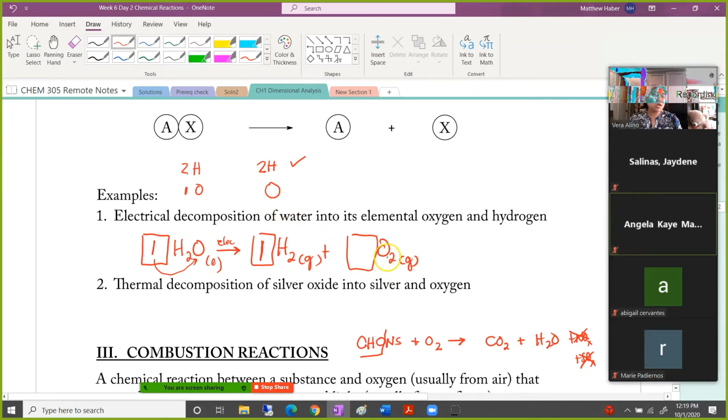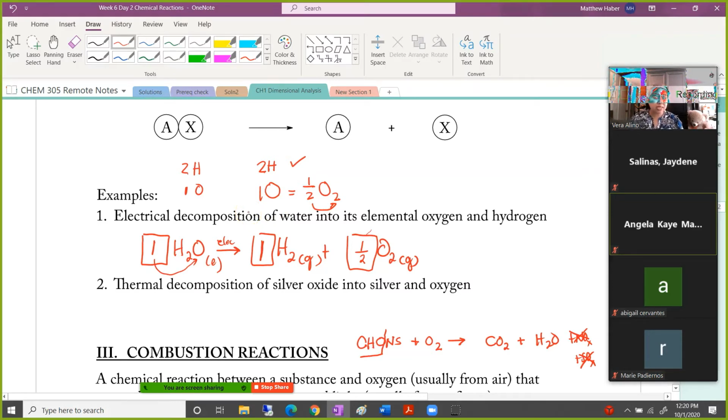Now remember, oxygen here is diatomic. It already has a subscript 2. I need to multiply it by a half, or a fraction, so that if I multiply it by 2, it will give me 1. Okay, and then just humor me here. I just put 1/2 here. That way, 1/2 times 2 will give me 1. And now my equation is all balanced.